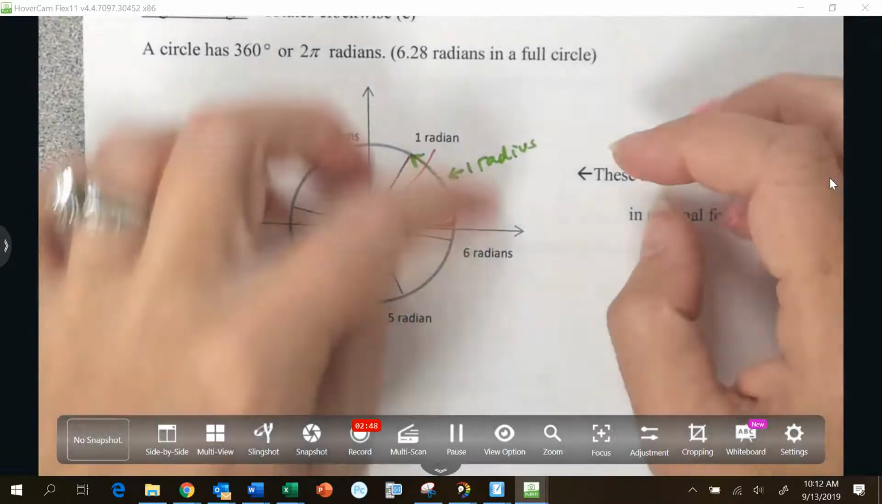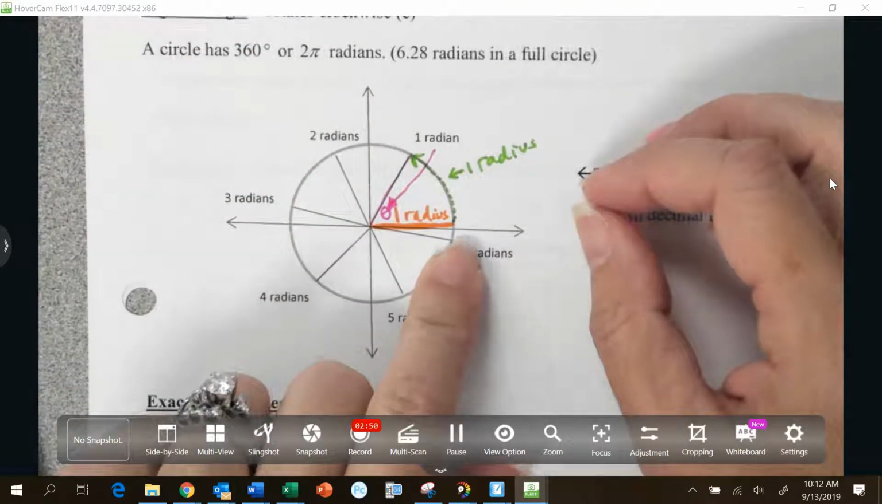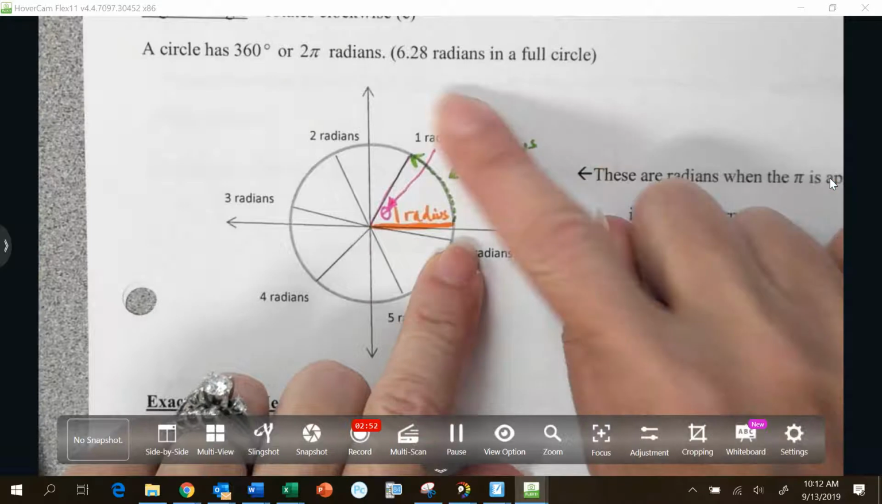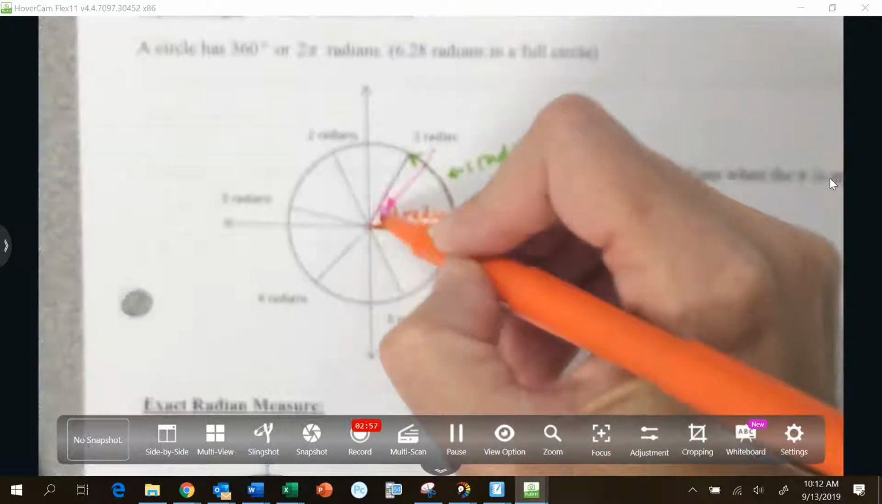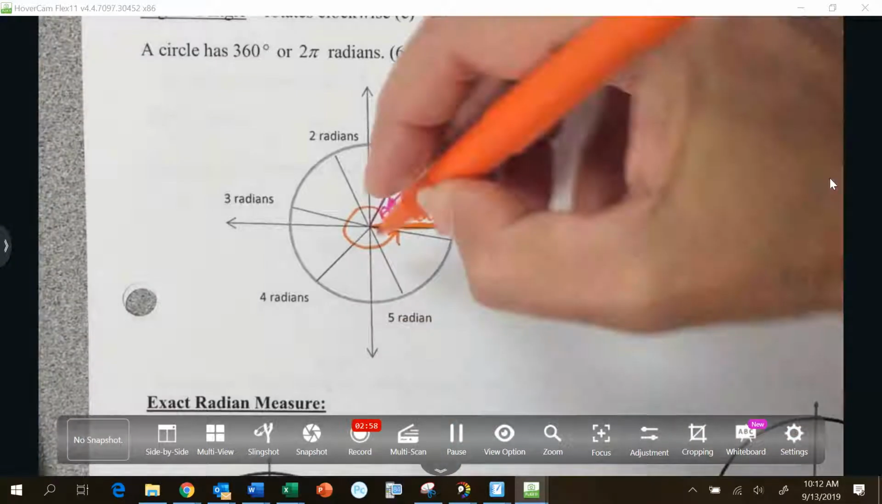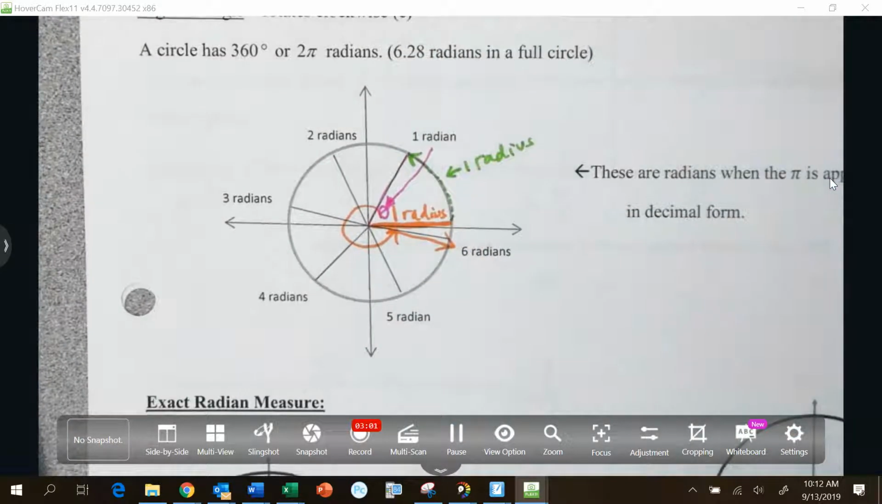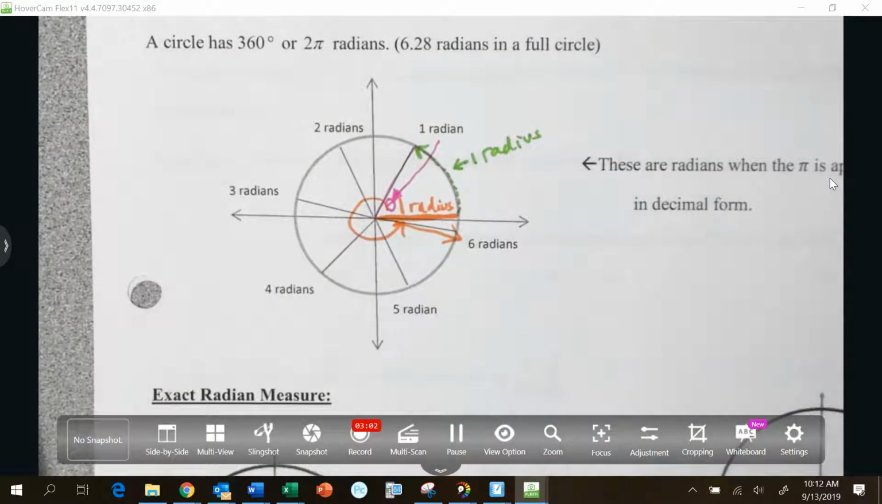Okay, so if all the way around is 2 pi radians, that's approximately 6.28. That's why 6 radians is here. There's a little bit left, that's the 0.28. All the way around is 2 pi radians. What's halfway around? Pi. If all the way around is 2 pi, then halfway around is pi.